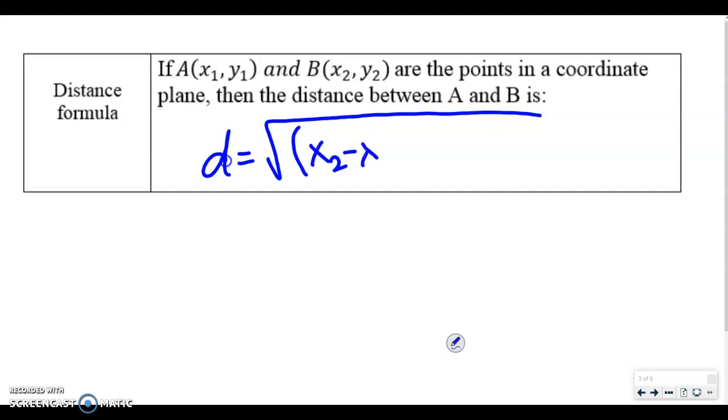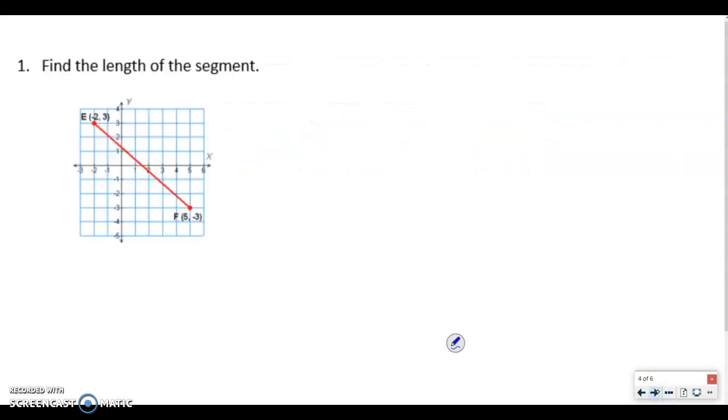x2 minus x1 squared plus y2 minus y1 squared. So we'll have to solve everything inside the parentheses first, then add them together, and then take the square root of those. That is the distance formula. So let's put it in action.